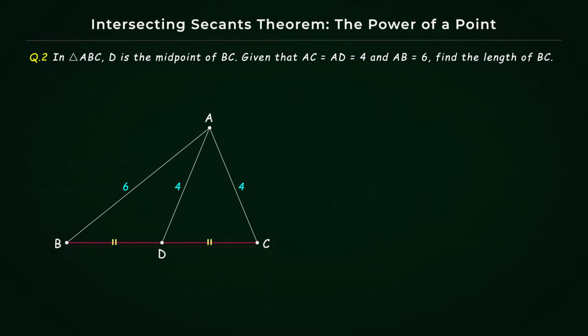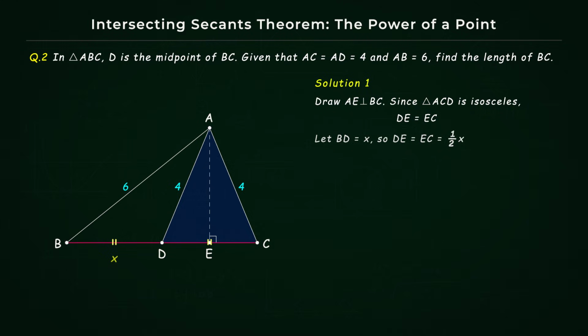Here we have a triangle. AD and AC are both 4, AB is 6, and D is the midpoint of BC. We need to find the length of BC. There are several ways to solve this question using triangle properties. One straightforward approach is to draw a perpendicular from A to BC. Since triangle ACD is isosceles, its altitude bisects the base.